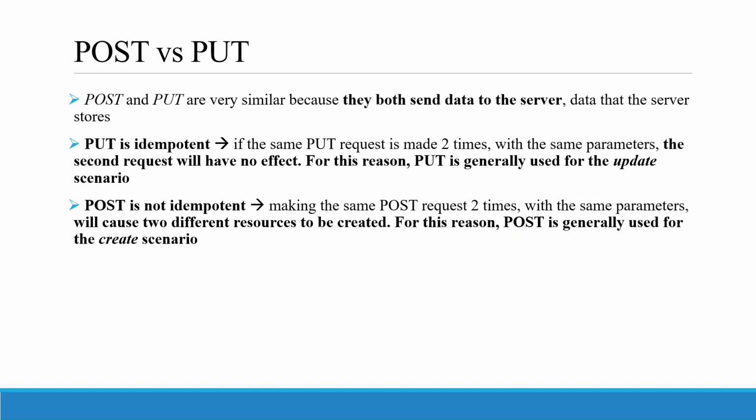And then we have the method POST, which is not idempotent. It means that making the same POST request two times with the same parameters will cause two different resources to be created, okay? So if we send two HTTP requests with the same data about the movie, actually two instances of the movie will be created, two different instances, but of course with the same data. For this reason, the method POST is generally used for the create scenario.